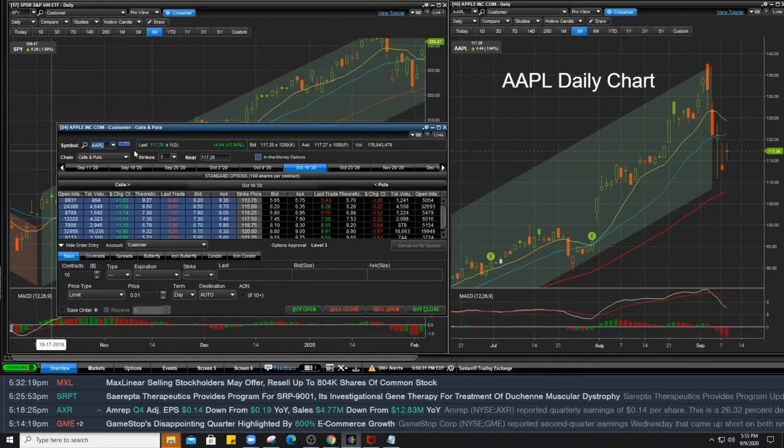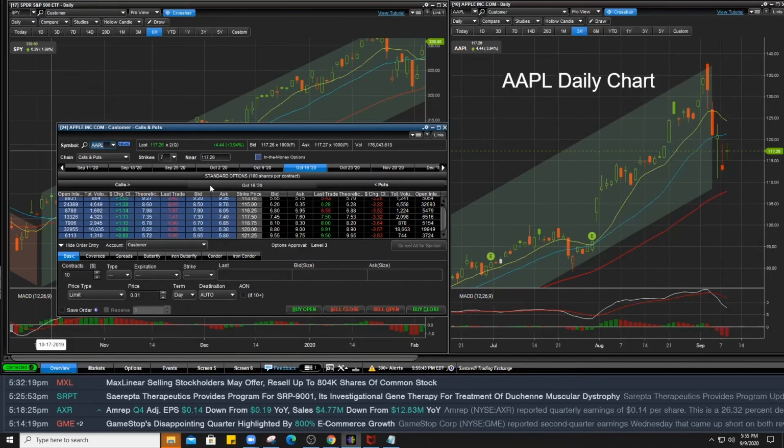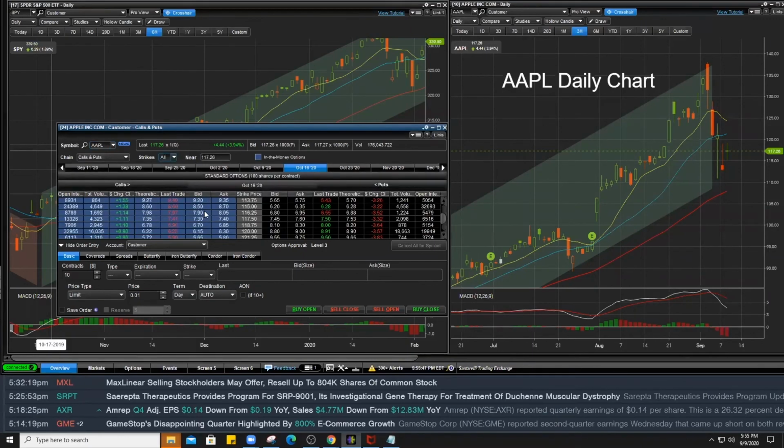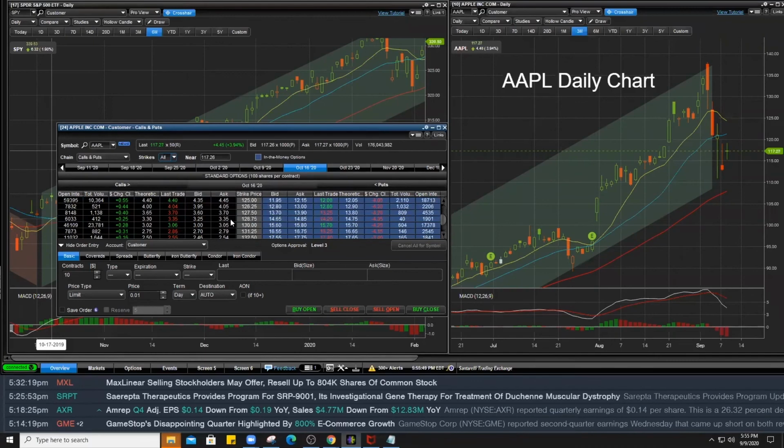So let's take a look at this now. Every single month you could do it, weekly and stuff, but I go with the monthlies. So October 16th, let's say you say, okay, I could see Apple getting back up to 130, right? You want to sell the 130 strike call for October 16th expiration, right? The 130 strike here, it's going for $3.02.